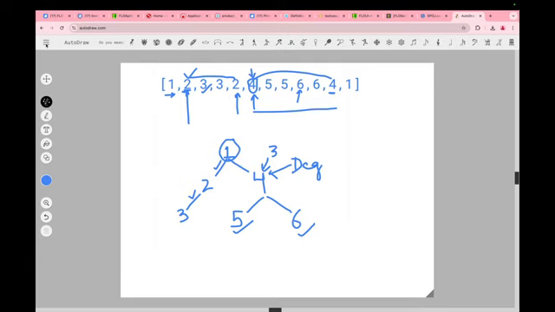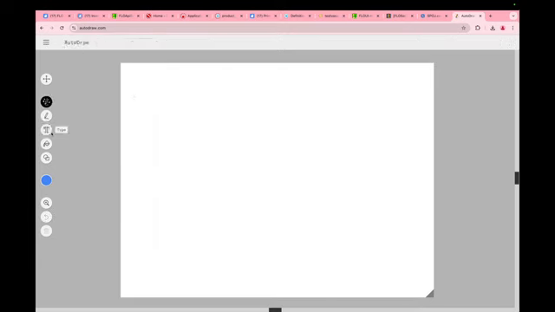Okay, now quickly we can take one more example if we need, and then we will understand how to write the logic of this. So let's say I am writing 2, 3, 4, 5, 5, 4, 3, 2, and 1. Okay, so we took this example. Let's try to build the tree again.